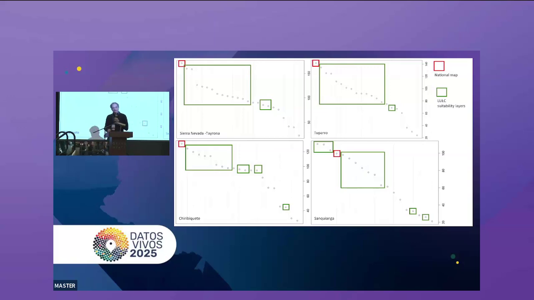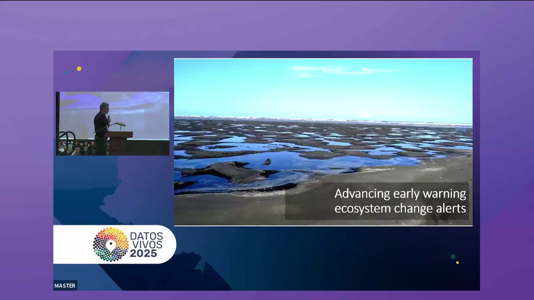These are the results of the variable importance. I wanted to emphasize that the national land cover map that we used as a reference, as baseline to evaluate our performance, was the strongest predictor, or the strongest in most of the cases, followed by the suitability layers that we produced in the first part of the methods, and finally the ancillary data related to topography and accessibility.